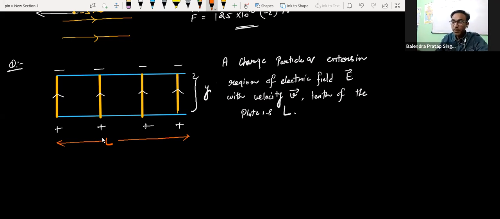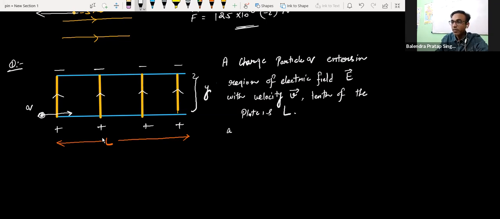Okay. So the question is: when a charged particle, suppose this is your charged particle q, enters this electric field region with some initial velocity, entering close to the positive plate, you have to calculate the time taken by the particle.